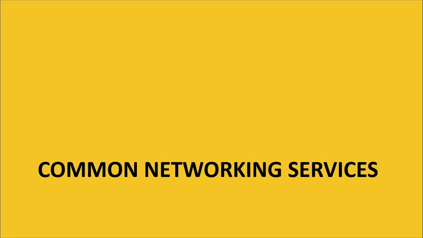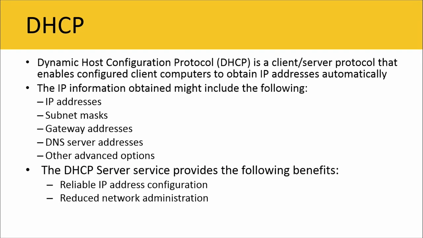Without further ado, common networking services. So DHCP, or Dynamic Host Configuration Protocol, is the protocol that enables our computers to obtain IP addresses automatically. The IP information obtained is probably going to include your IP address itself, a subnet mask, a gateway address for your default gateway device, the router, and then your DNS server address. We'll talk about what the Domain Name System is in detail here in a little bit. And then there are some other advanced features and options as well that can be included with DHCP.